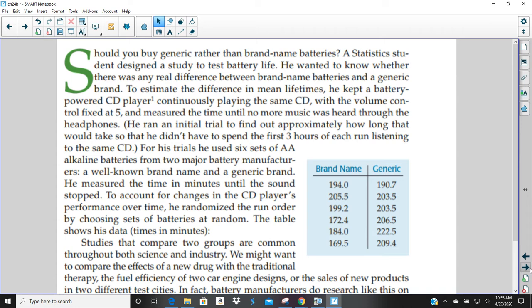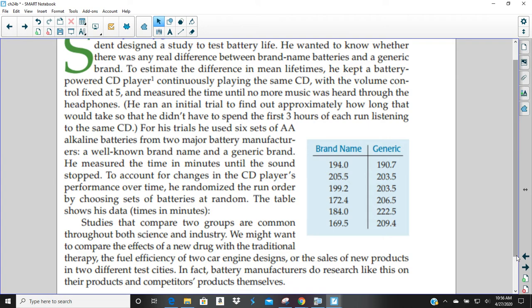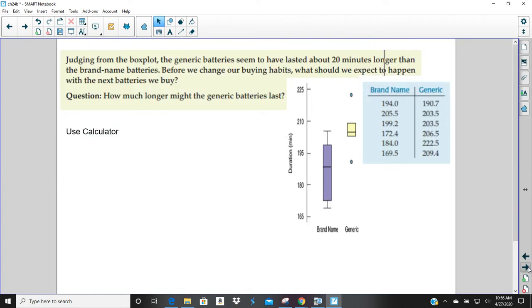We already know how to do this. This is the batteries problem. So I'm going to go through this and we're going to do a confidence interval for it. So here's all the work for it. It's in the book. It's the very first page of chapter 24. Or you can see it from my page.